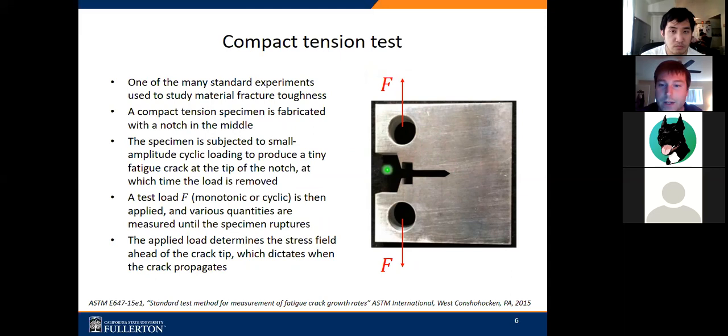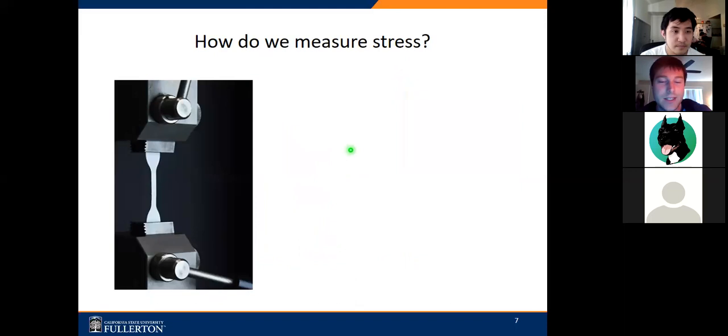Okay, so I'm gonna ask you a question. I'm gonna turn the tables here. Who wants to tell me, how do we measure stress? You're all engineers, you're probably seniors at this point. So you can all tell me how we measure stress. Anybody?